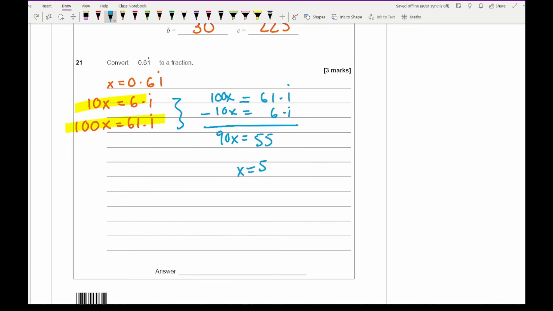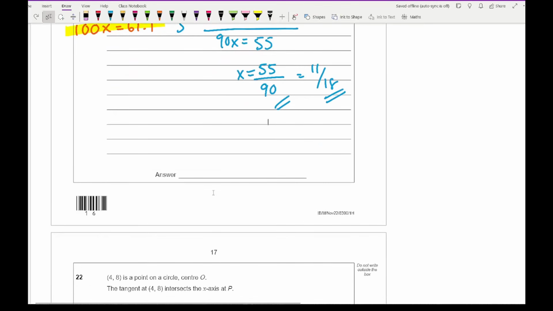So x equals 55 divided by 90, and I can divide both numbers by 5, in which I get an answer of 11 over 18. So any of those two fractions would be fine because, again, the question doesn't ask us to simplify the fraction.